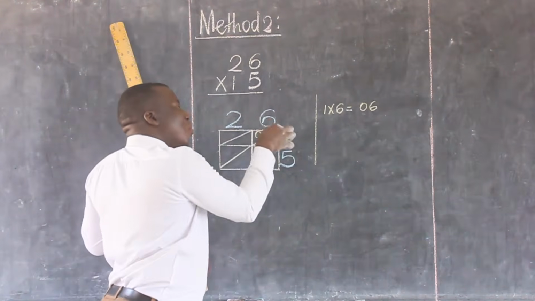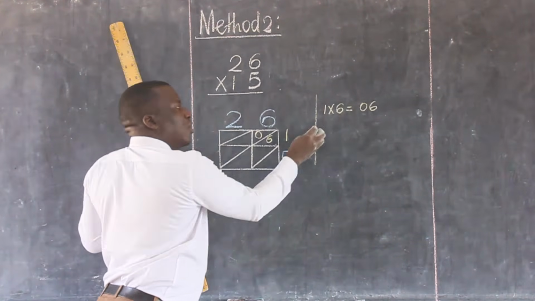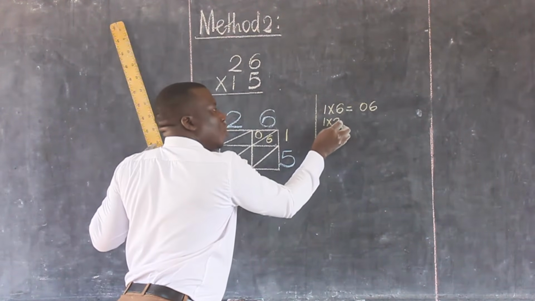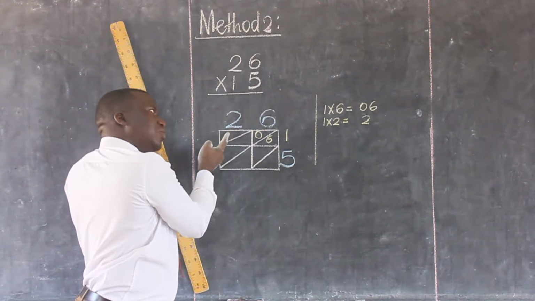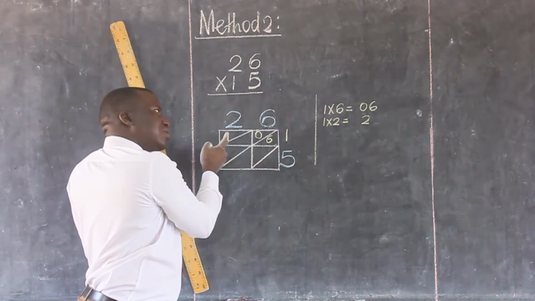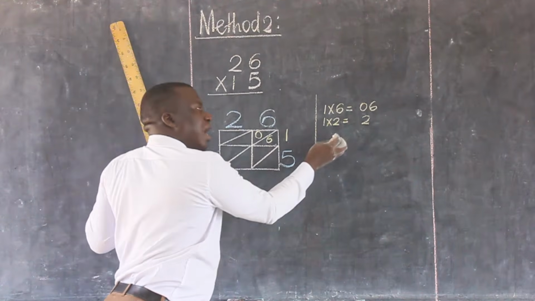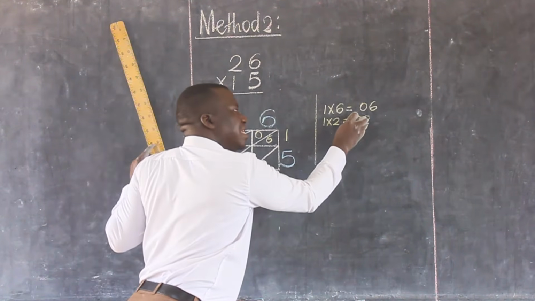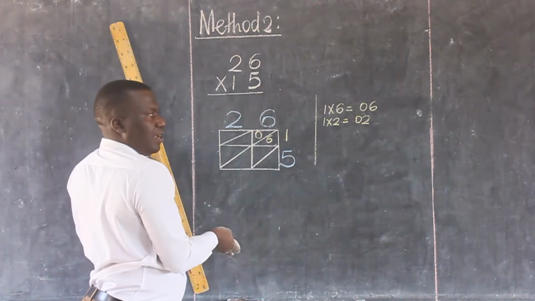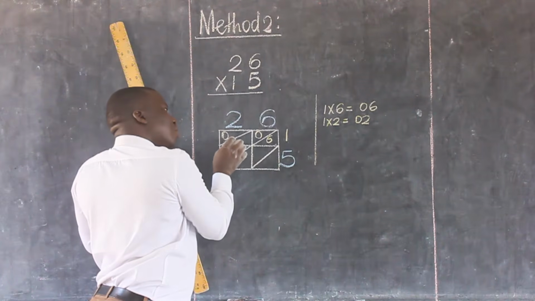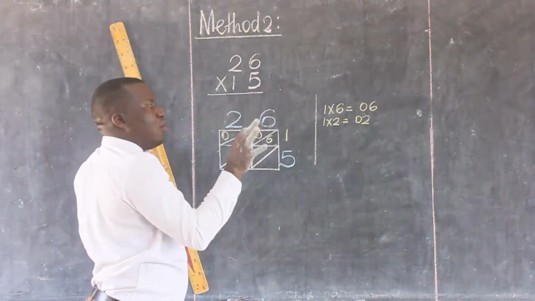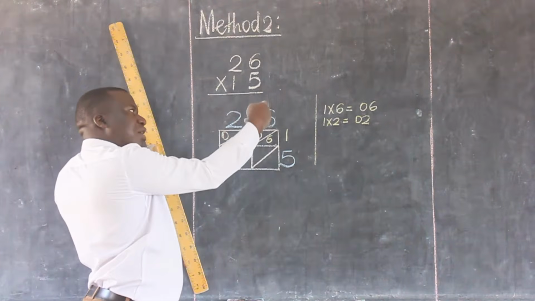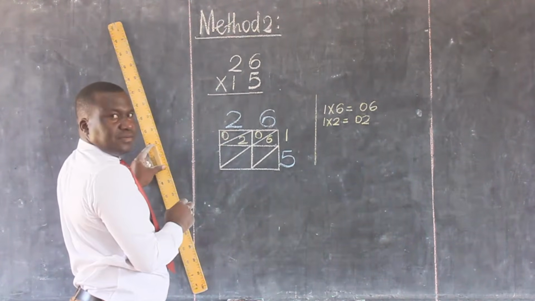Then we come to 1 times 2. 1 times 2 gives us 2. However, this box has 2. These are 2 boxes. So we shall add the 0 at the beginning. Okay? So we shall have 0, 2. We shall have 0, 2. So now 1 has finished multiplying 26.